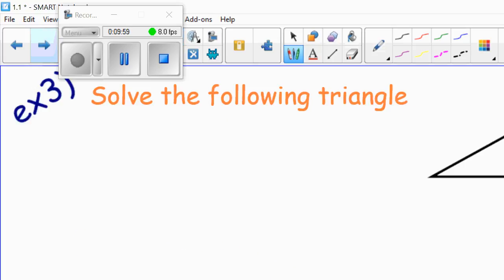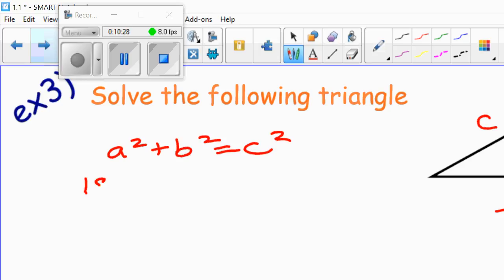Let's do one. Let's solve the following triangle. 18, 6, and I could put x here, but I'm going to put C. That could be any variable you want. And why did I pick C? Because it's the hypotenuse. So that means these are my legs. It does not matter which one's A, which one's B. So if I do A squared plus B squared equals C squared, I'll get 18 squared plus 6 squared equals C squared. Help me out.